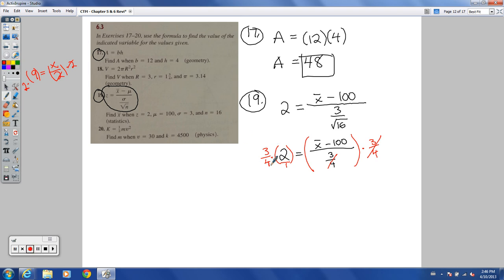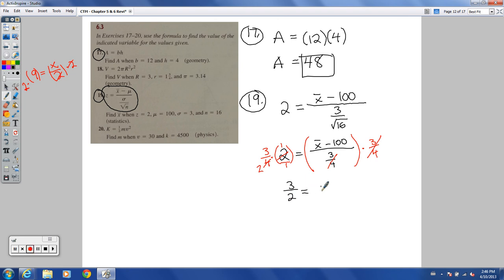You could either cancel, cross cancel right now, which I think I'll do right now. That would be a 1 and a 2. Or you could have multiplied 3 times 2 and put that over 4 times 1. You'd have 6 over 4, which would reduce to the same thing here, as 3 times 1 is 3 over 2 times 1 is 2. So you'd have 3 over 2 on this side either way you did that.